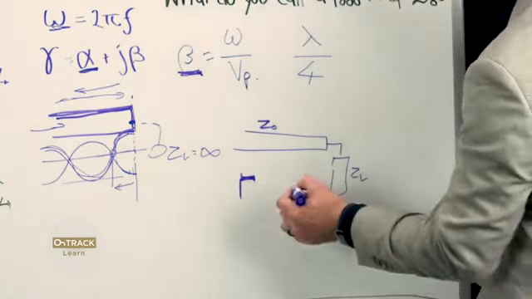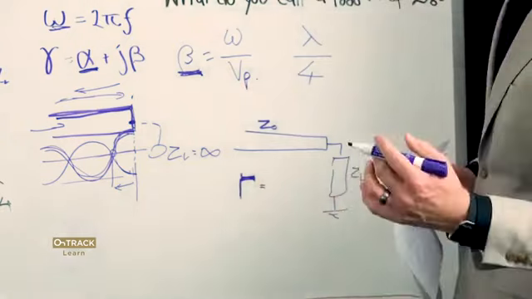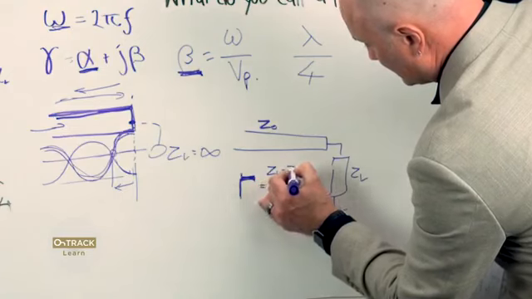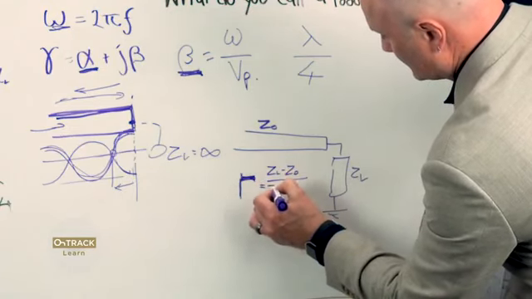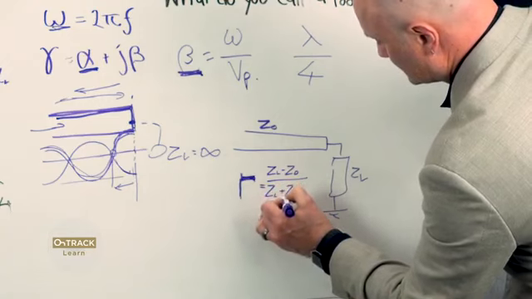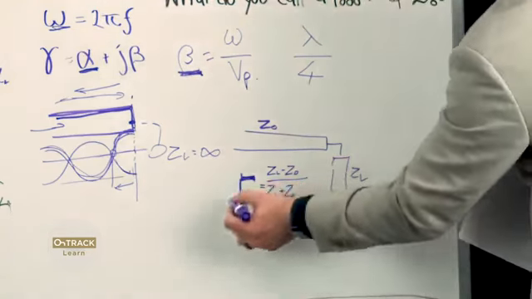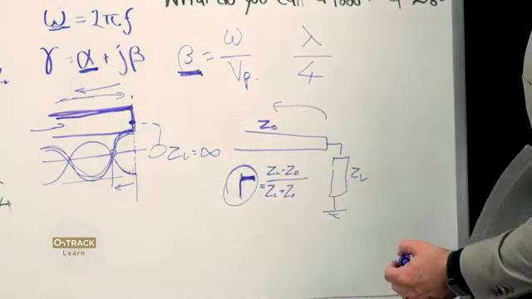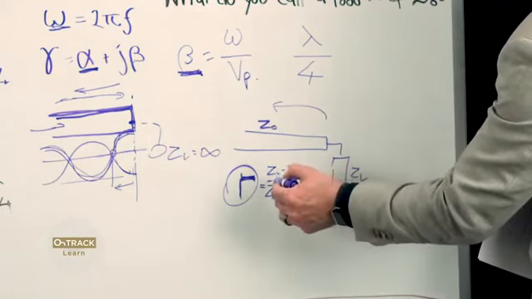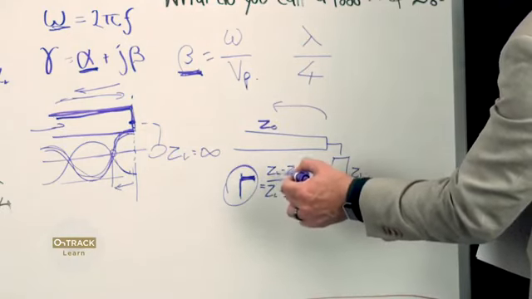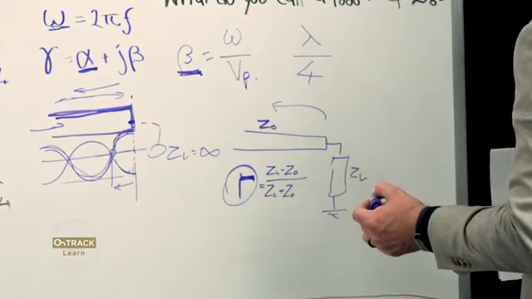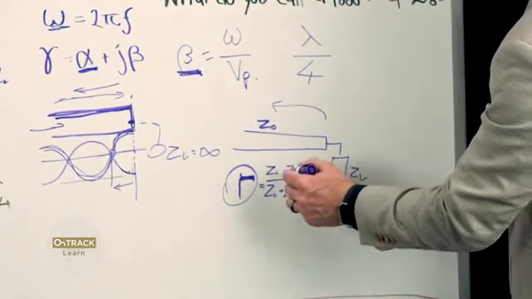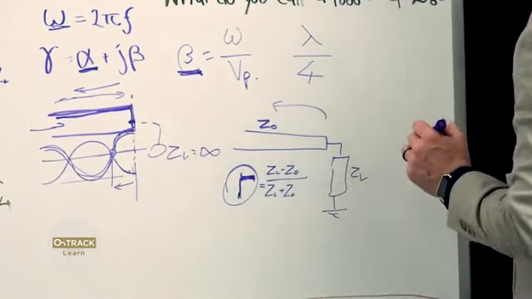I think that's a capital gamma, but forgive me if my Greek is rusty. And that is this ratio: ZL minus Z0 over ZL plus Z0. This thing represents how much of the wave is reflected back when you have an impedance mismatch. If ZL is 0, then you have minus Z0 over Z0, and that means all the energy is reflected back because you have a reflection coefficient of -1.